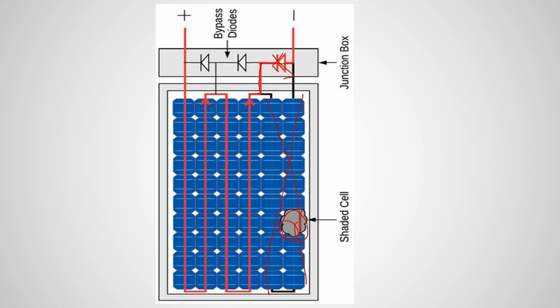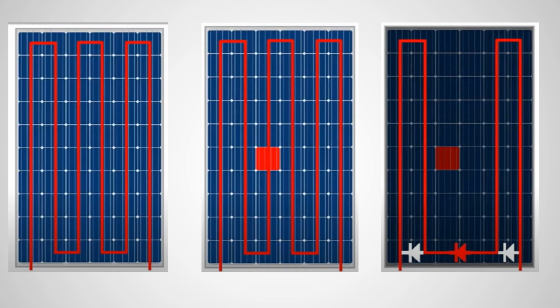Okay, so look at this diagram here. This is a good panel, and here we have a shading problem. This particular area is shaded. Because of shading, the current has to flow through the diode. Look at this connection here. It starts here and comes, and the current has to go through this path. Okay, so this is an application of the diode.